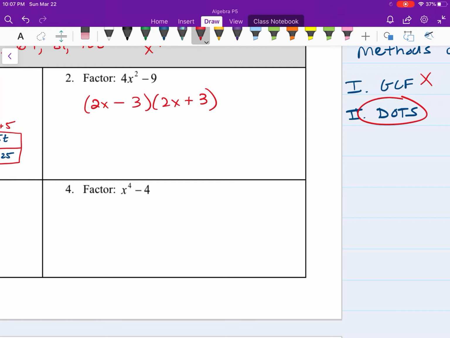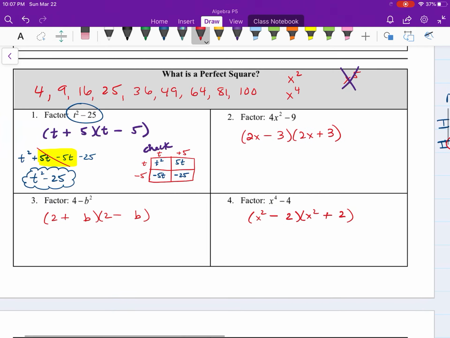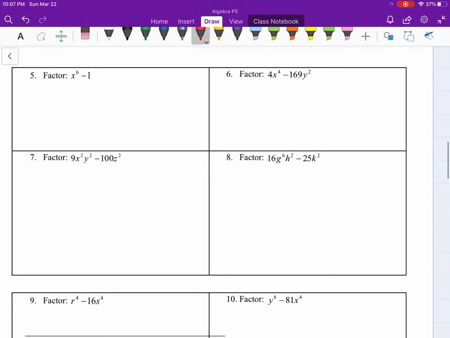And number 4. Nothing in common between x to the 4th power and 4. So this is going to be another dots problem. X to the 4th is x squared times x squared. 4 is 2 times 2. One gets a minus, one gets a plus. That's really it. That's how you factor the difference of two squares.